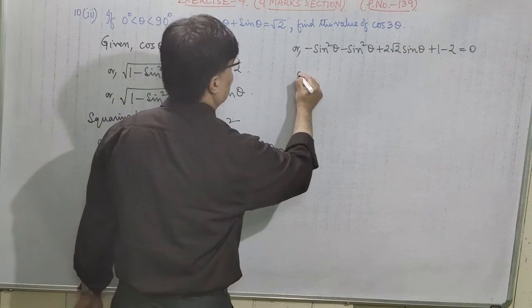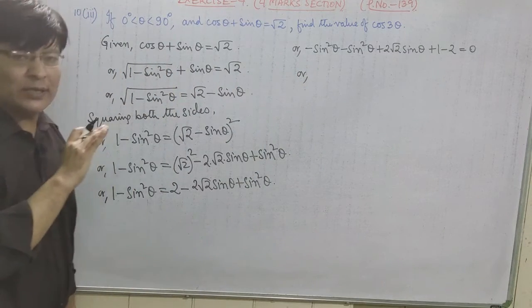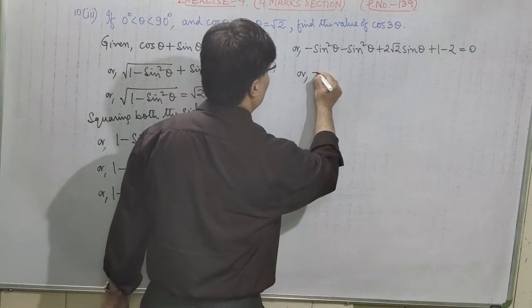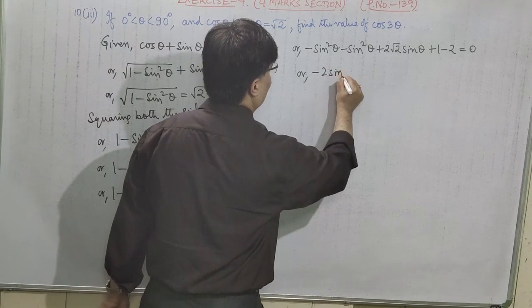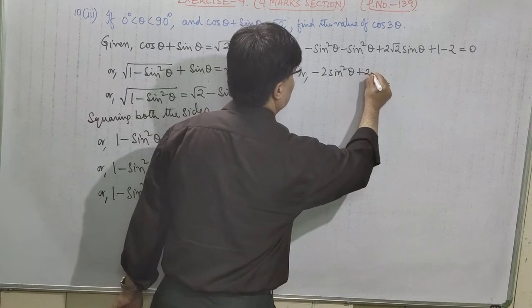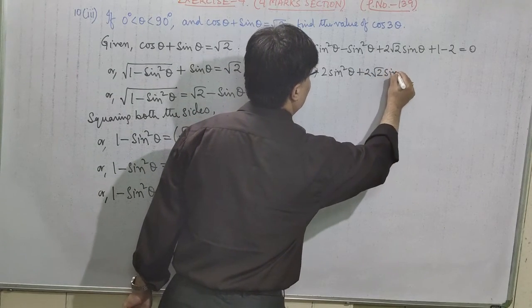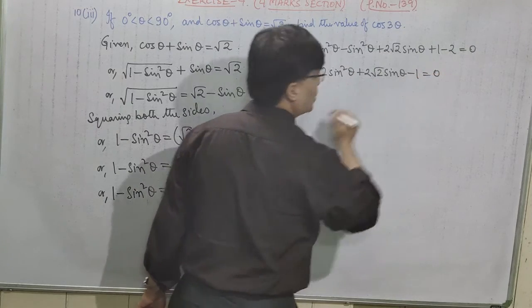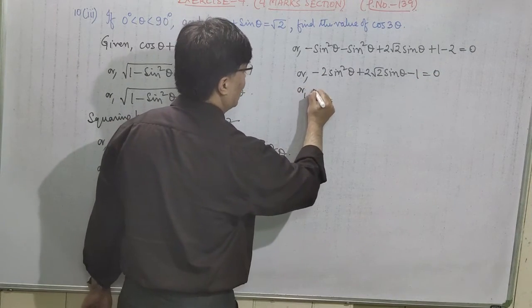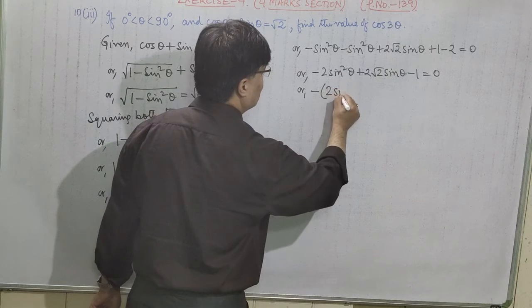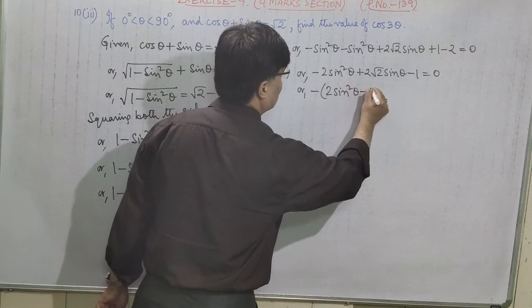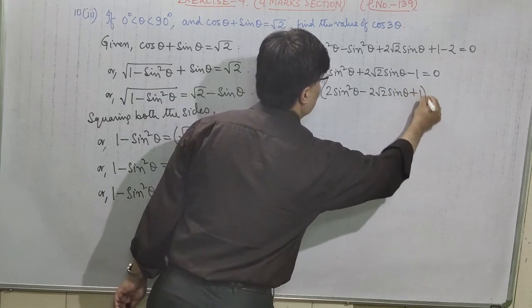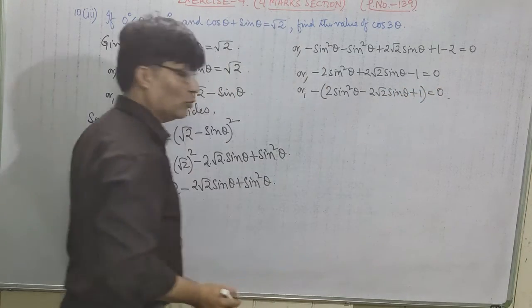Okay, so let us simplify it. Minus sin square theta and minus sin square theta, same sign, you can add them. So minus 2 sin square theta plus 2 root 2 sin theta plus 1 minus 2, which is minus 1, is equal to 0. Let us take minus as common. So within the bracket it is 2 sin square theta minus 2 root 2 sin theta, minus into minus plus 1, which is equal to 0.